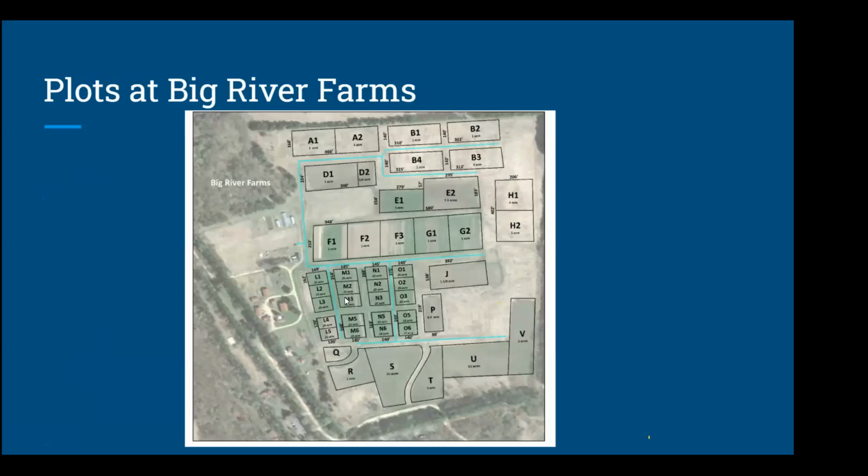So these are the plots at Big River Farms. This is a map of that. Some of them are 1 acre to 1/4 of an acre, or these smaller plots down here. So this is just a map of our farm. Sorry, I can't zoom in. Hopefully you can see that a little bit.